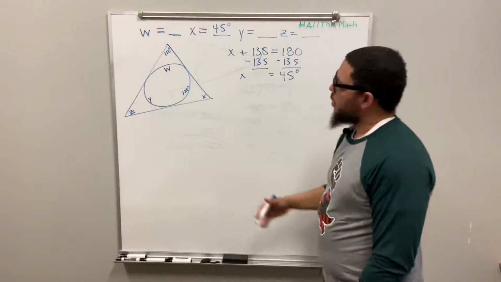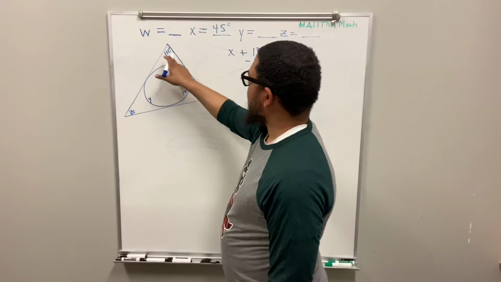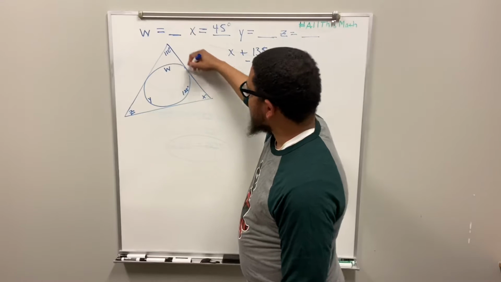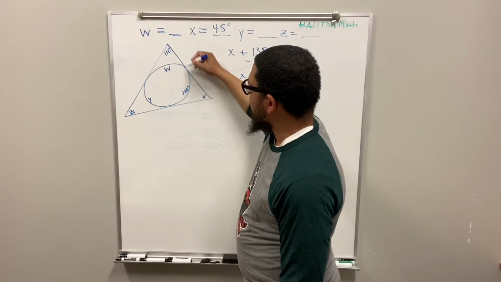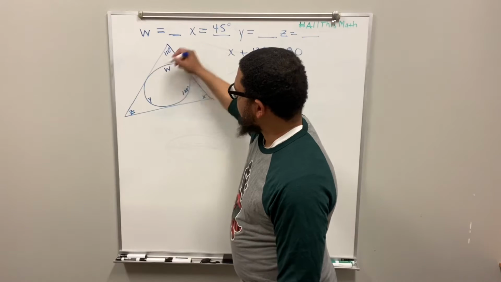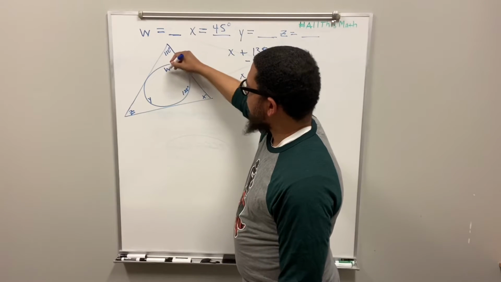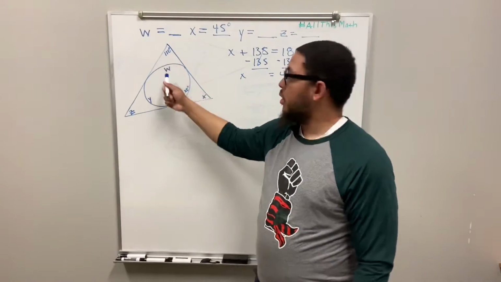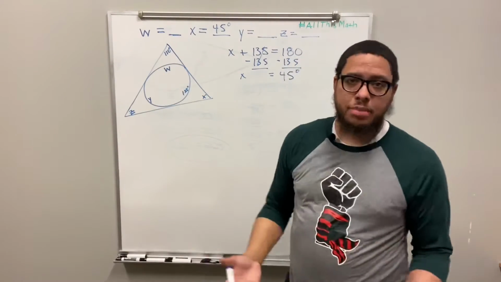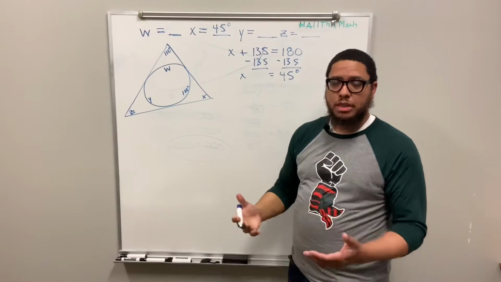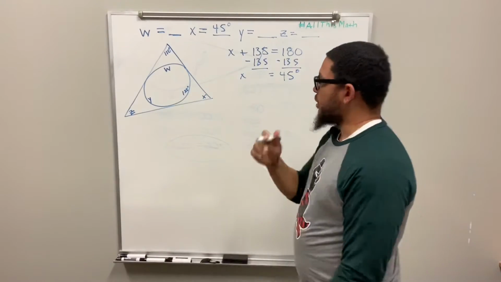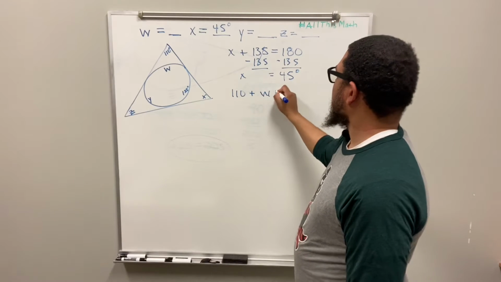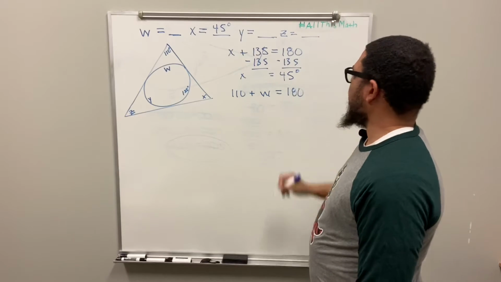All right, now, I know that this is 110. Again, same type of relationship, because this angle is formed by two tangents to the circle also. One tangent, two tangents. So that means that this angle and this arc are also supplementary. This 110 degree angle and this arc, which is represented by the letter W for now until we figure out what it is numerically, are supplementary. So I'm going to set up another equation: 110 plus W equals 180.